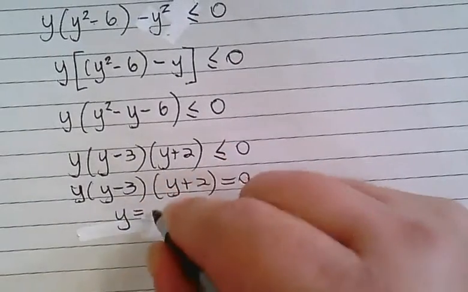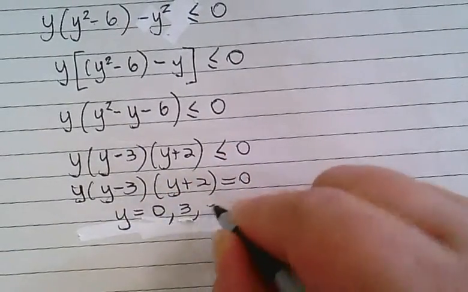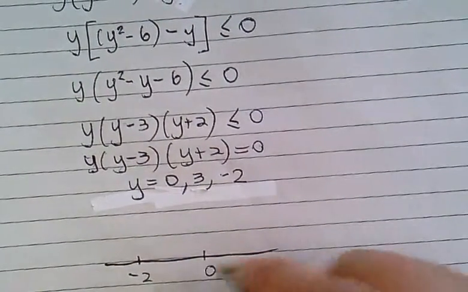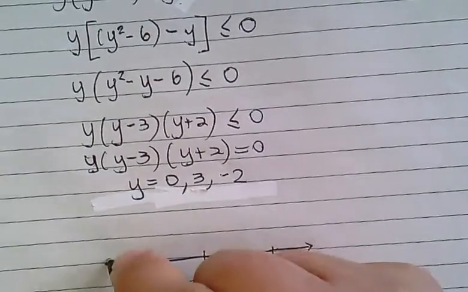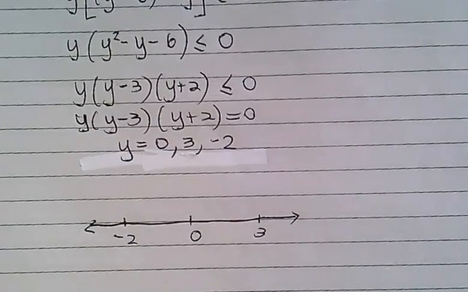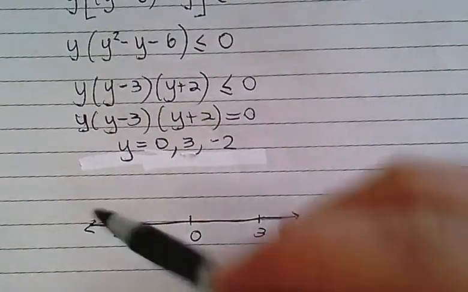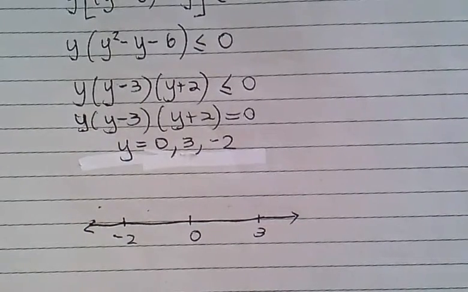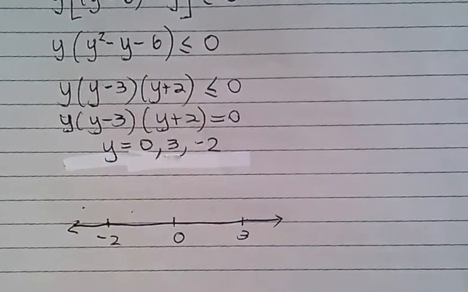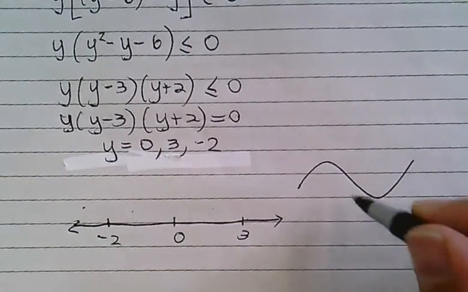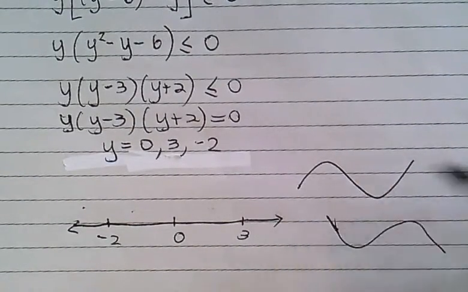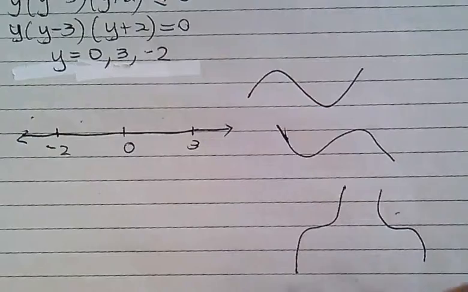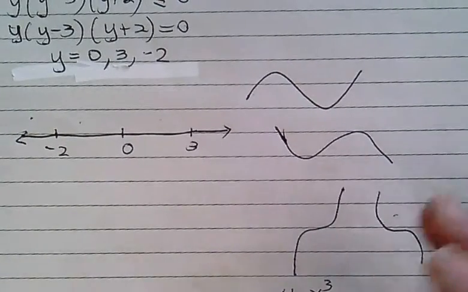And then we get y is, what are my solutions? 0, 3, and negative 2. So here are my solutions: negative 2, 0, and 3. It's better to learn how to sketch it. Otherwise, you've got to test 1, 2, 3, 4 regions, which we're not going to do. Now, it's a cubic. Cubics look like this, or like this. I know you've seen cubics look like this, but this type of cubic is y equals x cubed. We're not going to get that type.